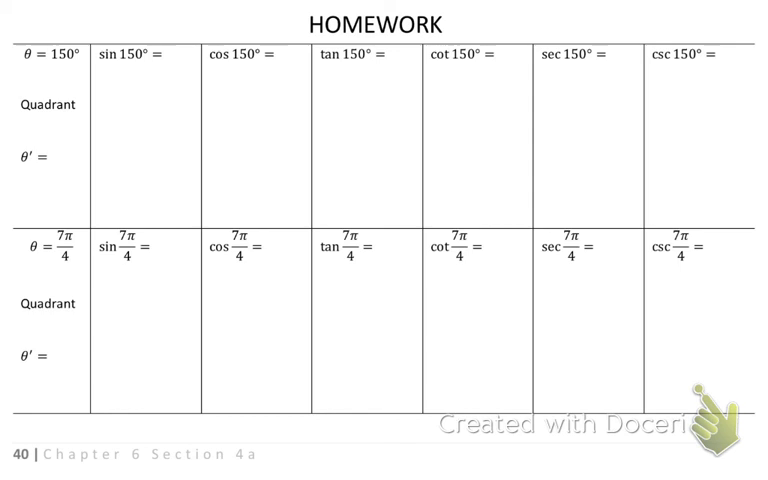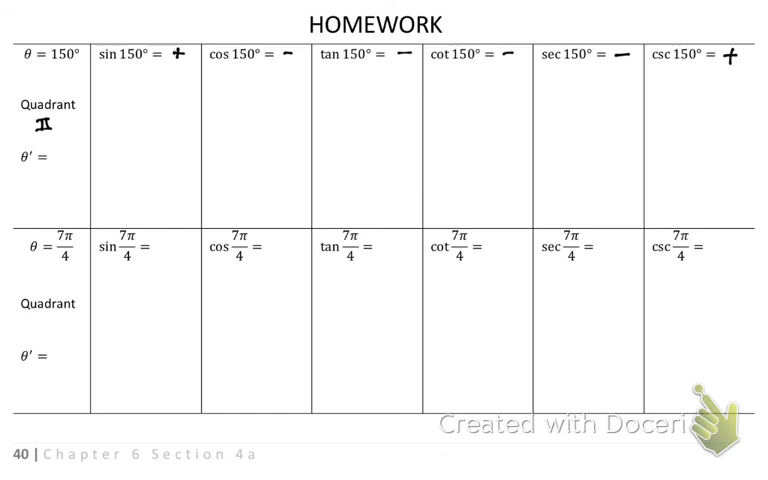What quadrant is 150 in? Second quadrant. If you're in second quadrant, that means sine is positive, cosine is negative, tangent, cotangent, secant. Close. It's the one that's wrong, so that would be the cosecant would be positive. So I already know these are positive or negative.